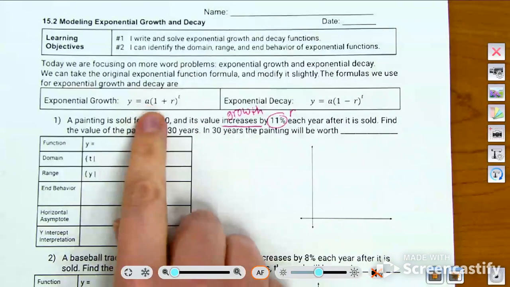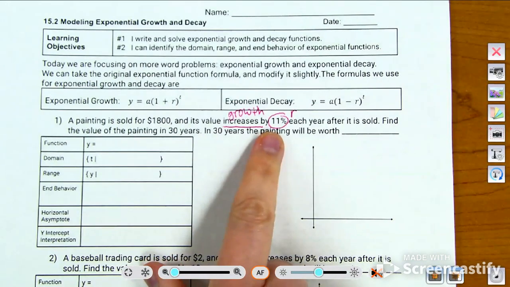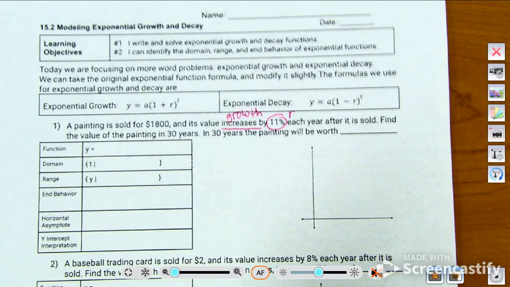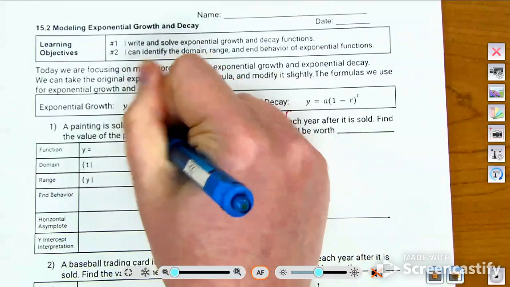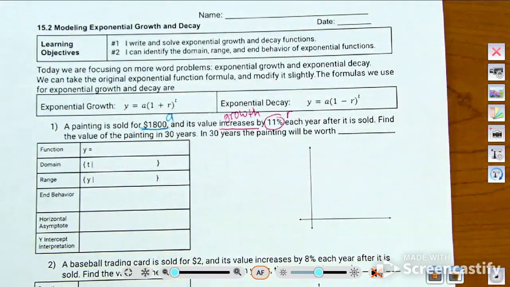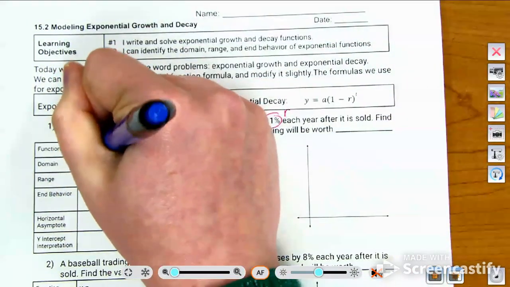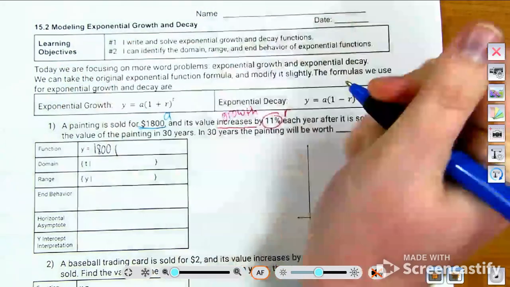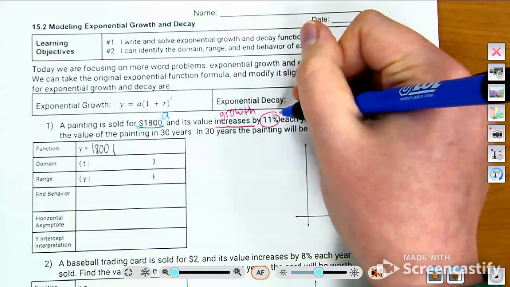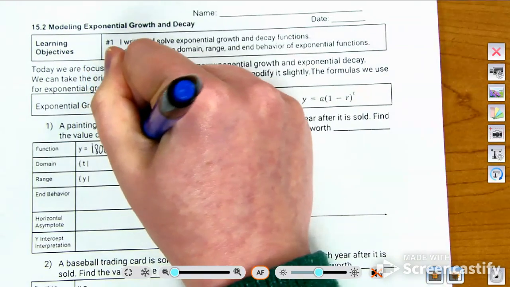So we have our 1 plus R will be 11% as a decimal. We still need to identify our A value, which is just going to be our initial amount. So in this case, that'll be how much it is sold for at the beginning of this process. So this 1,800 right here, that will be our value for A. So we can put all this information together. We have y equals 1,800 for A times 1 plus 11%, that would be 0.11. So we'll end up with 1.11 to the power of t.